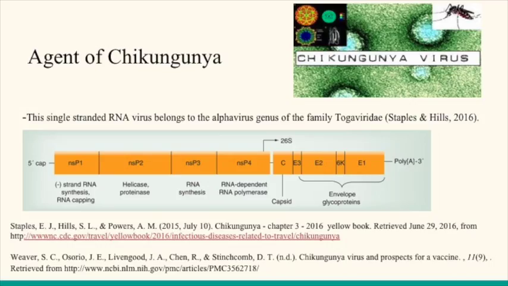Agent of chikungunya. As mentioned previously, chikungunya is transmitted through infected female mosquitoes. When a mosquito contacts a host, they provide a viral disease that affects a human's RNA cells. The single-strand RNA virus belongs to the alpha virus genus of the family Togaviridae. Once an infected mosquito contacts its host, the individual's bloodstream is now infected with chikungunya.